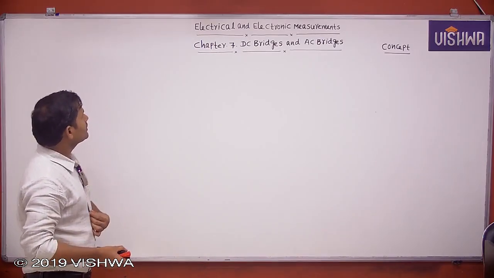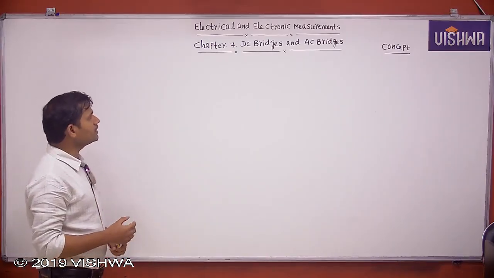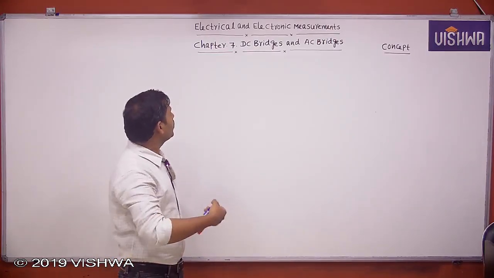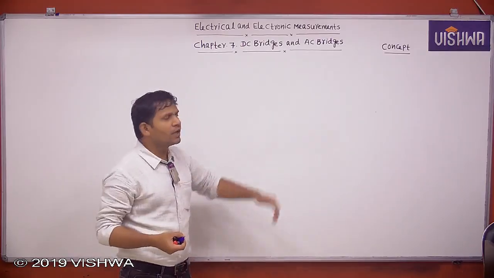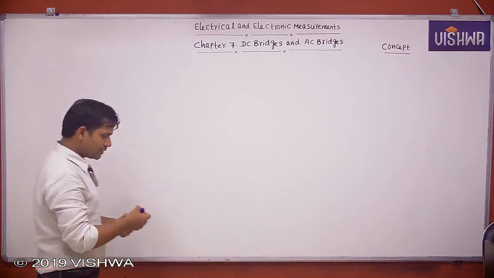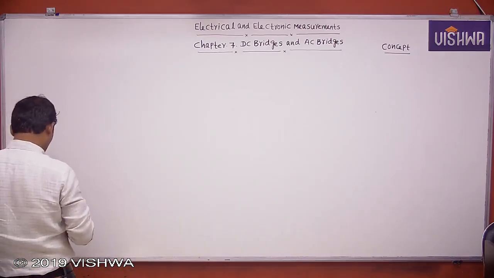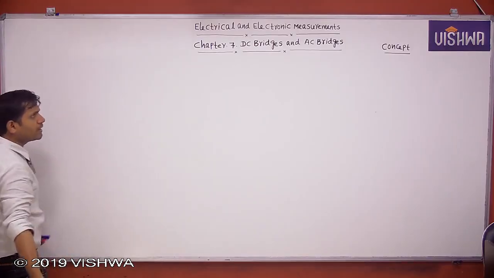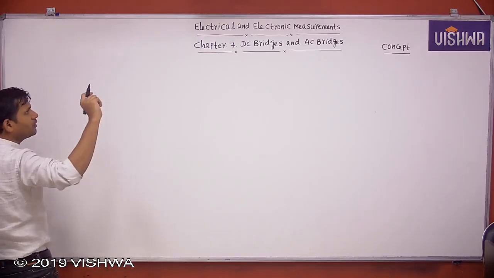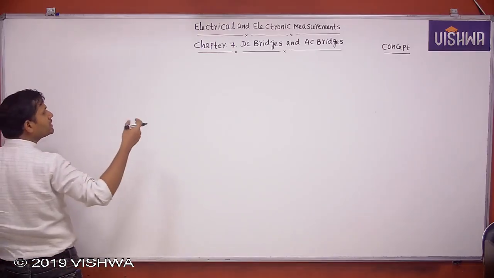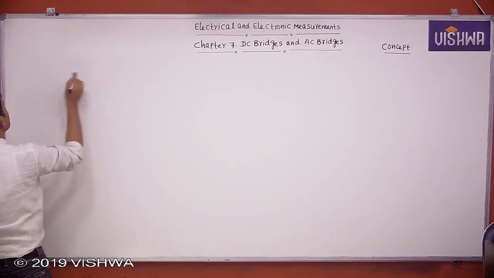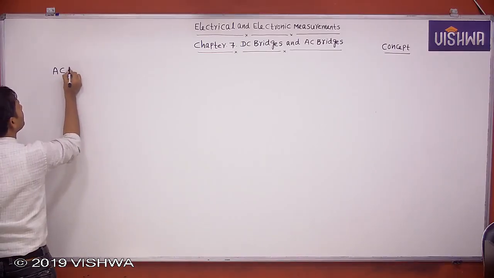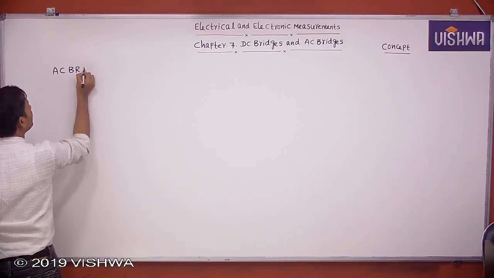I am discussing chapter 7, DC bridges and AC bridges. In the last session I discussed the classroom workbook based on the DC bridges. Now we will start the new concept in chapter 7, that is AC bridges. In 7.1 I discussed DC bridges, and this I am discussing as 7.2, AC bridges.